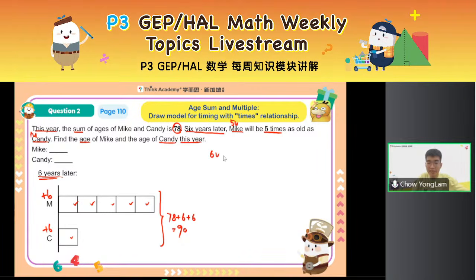6 identical units, and these 6 units are equal to 90. So straight up, you can find out what 1 unit is. 1 unit is 90 divided by 6 equals 15. So now we found that 1 unit is 15. That means Candy, 1 unit, is 15. Mike, 1, 2, 3, 4, 5 units is 5 times 15 equals 75.